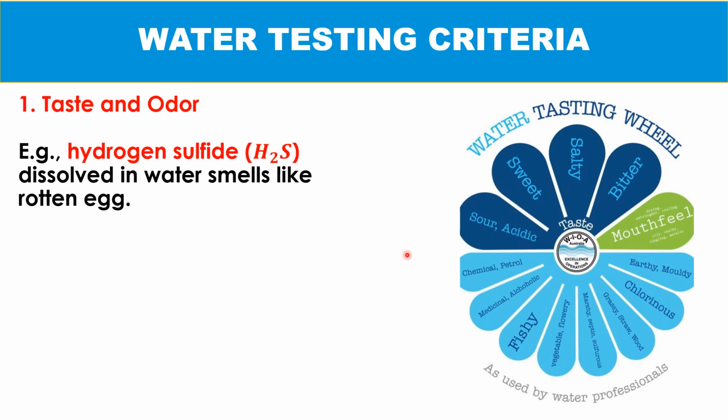And that's just one step. I don't like to represent taste and odor check as the very first criteria and the only criteria. However, it's one of the easiest ways to check, especially the odor portion, not necessarily the taste portion.